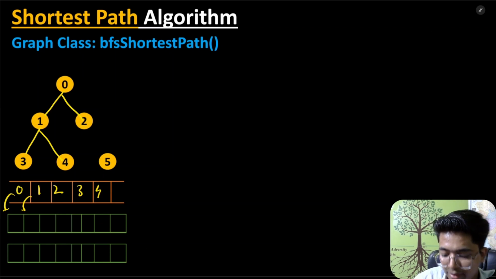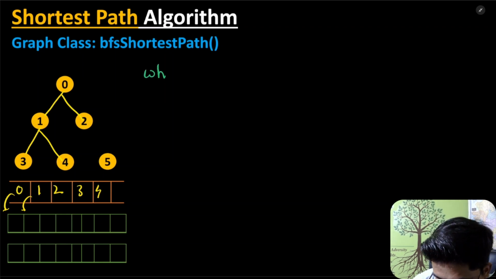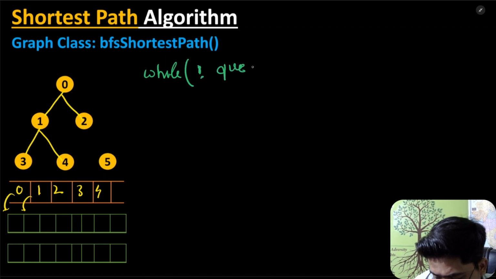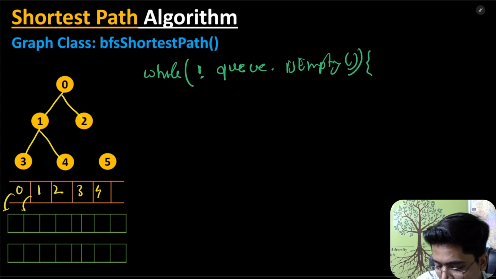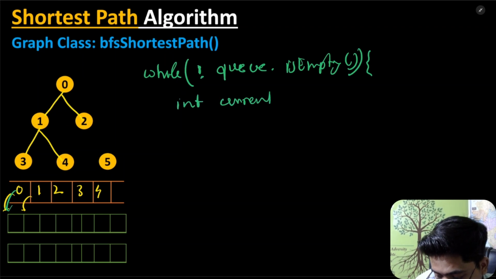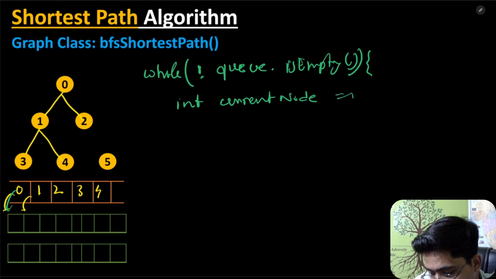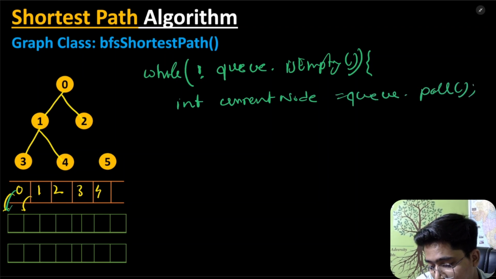So let's write this line: while not of queue dot is empty. That means until the queue is empty, we'll be fetching the first node into current node. Integer current node equals queue dot poll. So we are fetching this data with queue.poll. This is coming out, and this is getting assigned into current node.